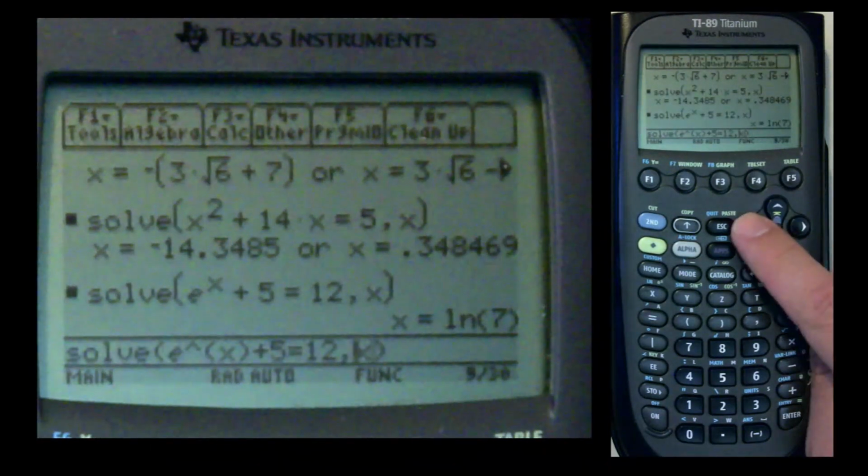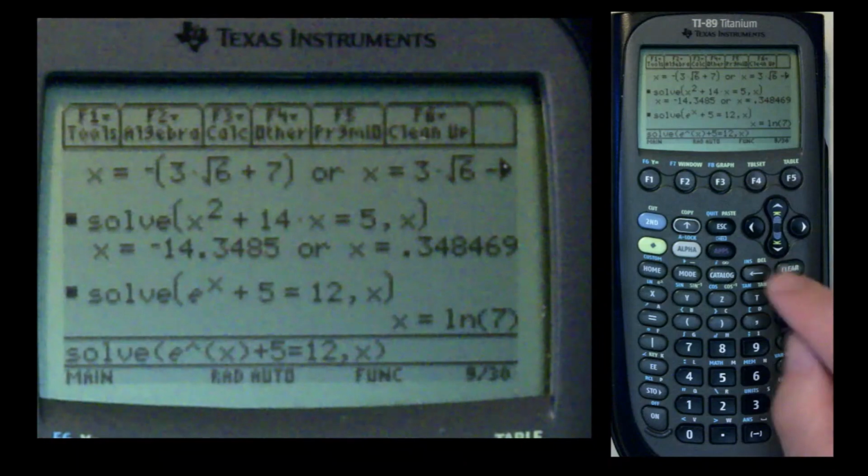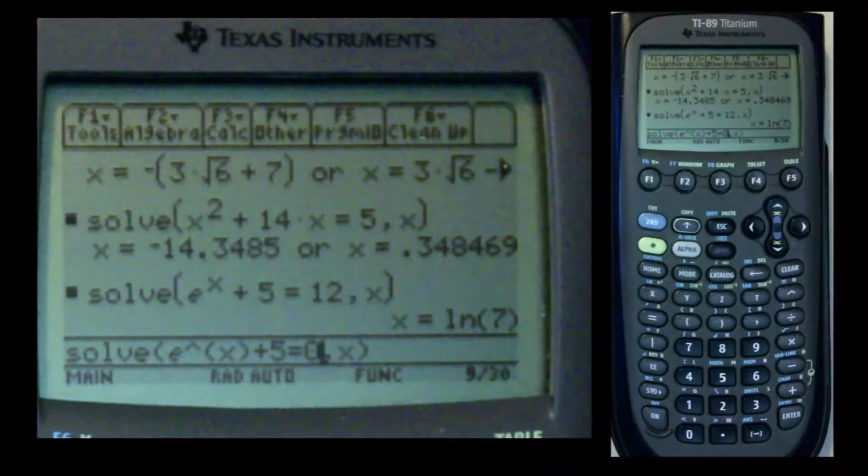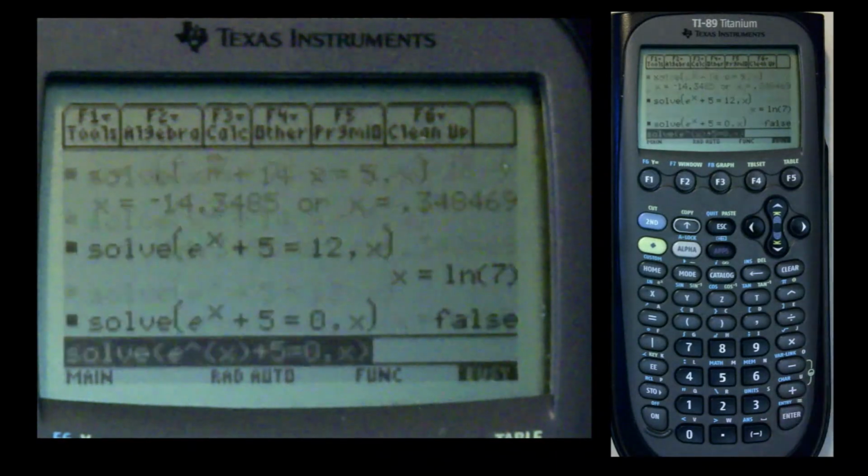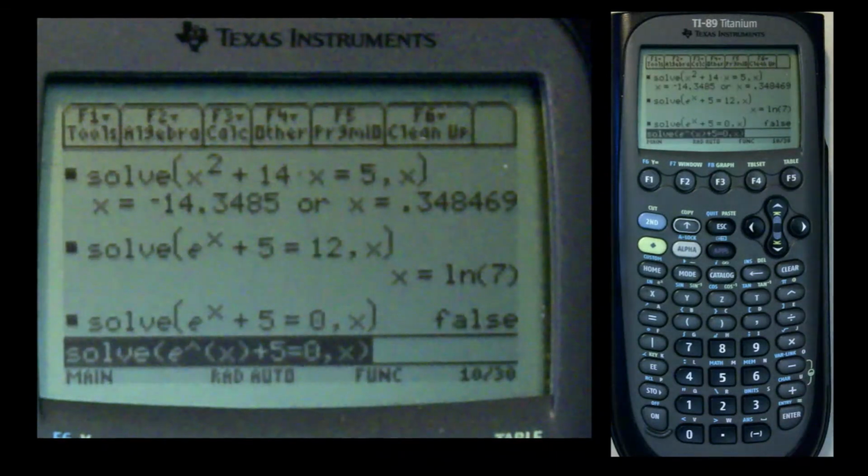Something interesting, if we tried to solve the equation instead of equaling 12, and we wanted to equal 0 instead, we could do that, but there is no solution to that. Whenever the calculator returns a false as your answer, that means that there is no solution, okay?